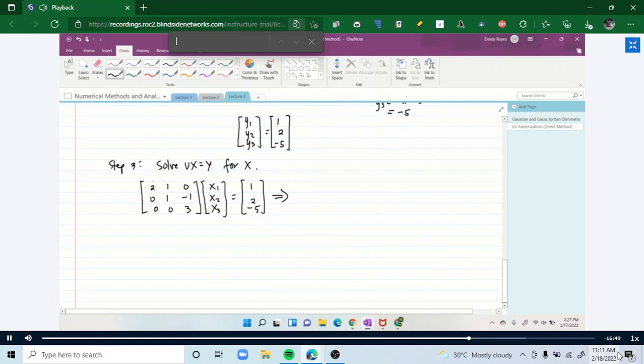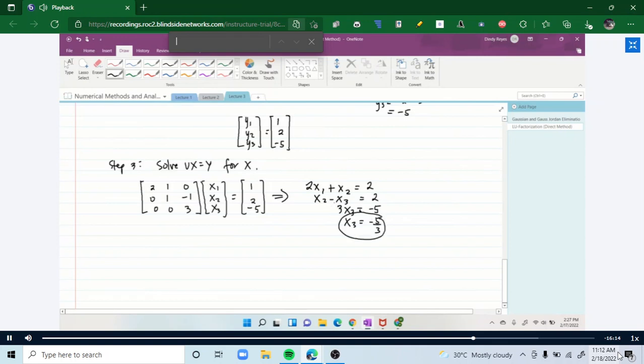Now write this equation in equation form. We have to multiply the rows of this matrix by this column matrix. So you'll have 2x sub 1 plus x sub 2 equals this constant on the right hand side. And then for the second row, you have x sub 2 minus x sub 3 equals 2. And for the last one, you have 3x sub 3 equals negative 5. And from here, you get x sub 3 equals negative 5 thirds.